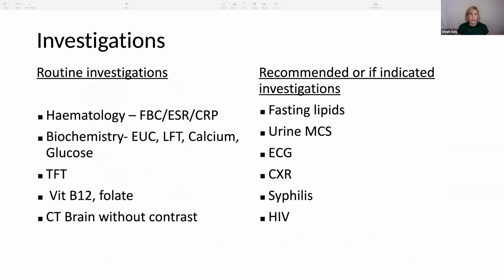I think we talked about the investigations in the last presentation that we did, but just to remind you, we are doing these just to exclude any of the exclusion criteria.